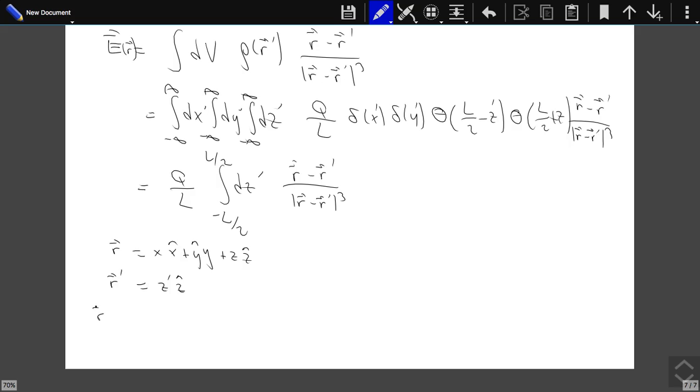So r minus r prime is equal to x in the x direction plus y in the y direction plus z minus z prime in the z direction. And its magnitude is the square root of x squared plus y squared plus z minus z prime squared. So you just put them back.